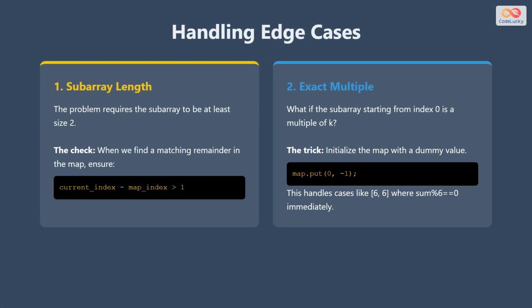There are 2 small but critical details. First, the problem requires the subarray length to be at least 2, so we must always check that the current index minus the previous index is greater than 1. Second, to handle cases where the subarray starts from the very beginning, we initialize our map with remainder 0 at index -1.